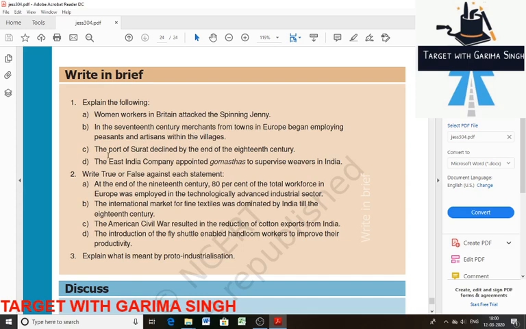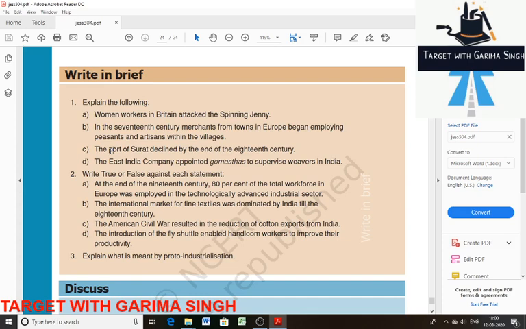Then third is: why did the port of Surat decline by the end of the 18th century? Because most of the European companies had huge resources, it was very difficult for Indian merchants and traders to face the competition. European companies were gaining power by securing the right of concession from the local court. Some of the companies got monopoly rights. All these resulted in the decline of the old port of Surat, through which local merchants had operated.